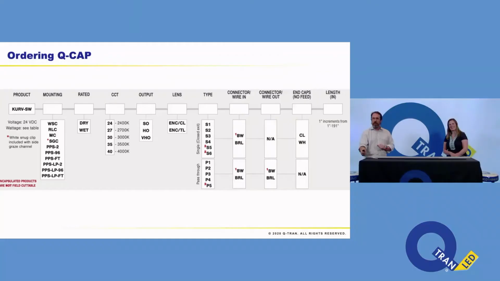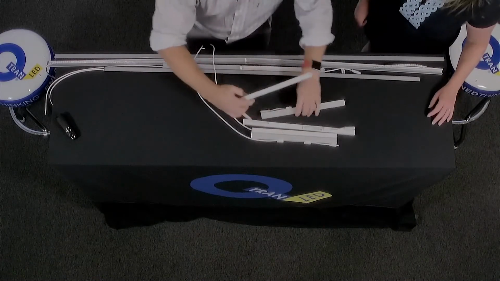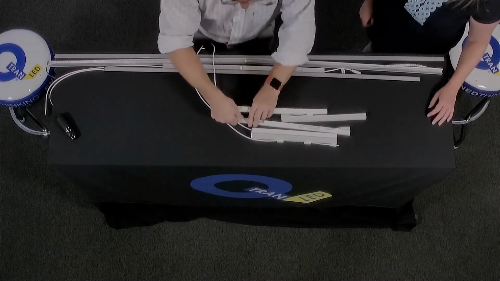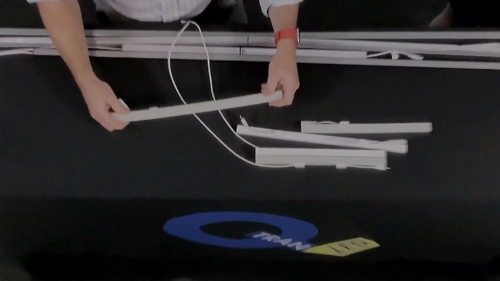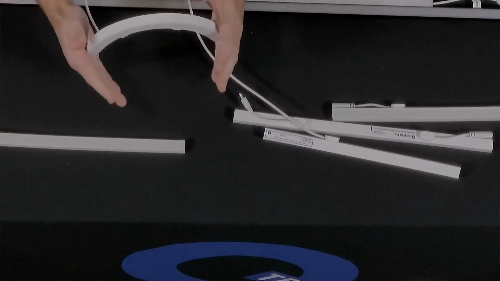Let's now take a look at QCAP. So I'd mentioned QCAP before. And these are our fully encapsulated flexible fixtures. And they're available in a couple different bend profiles. So for example, right here we have, this is the Boxa. And so this is an up-down bend fixture. And the other over here is the Curve, and that's the side-to-side bend fixture.